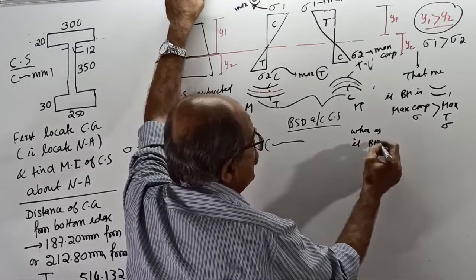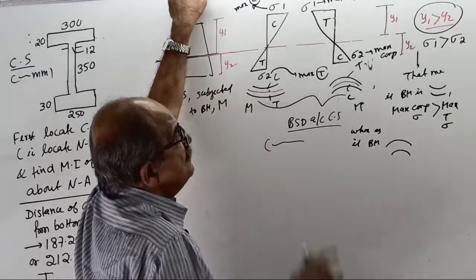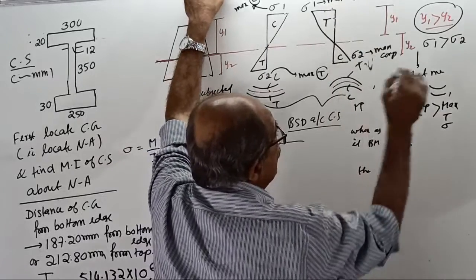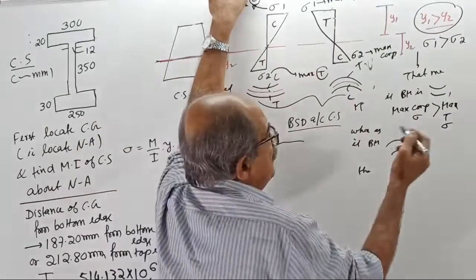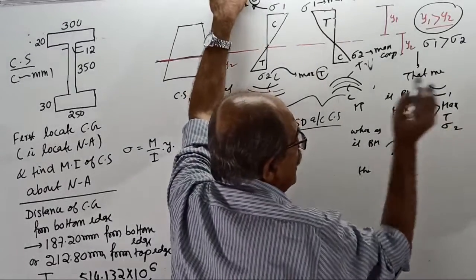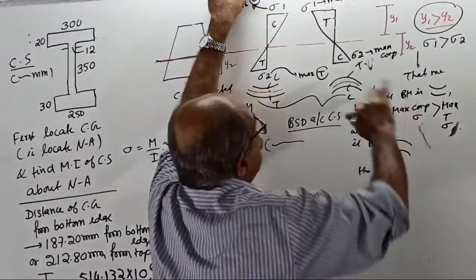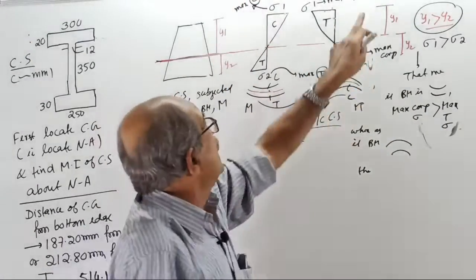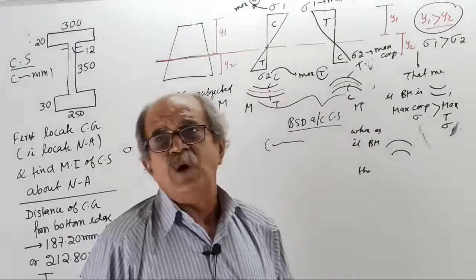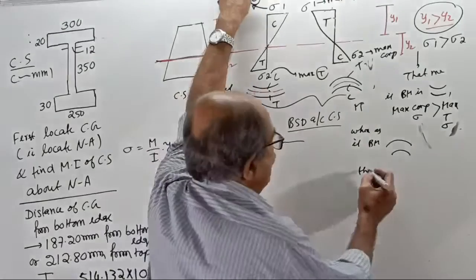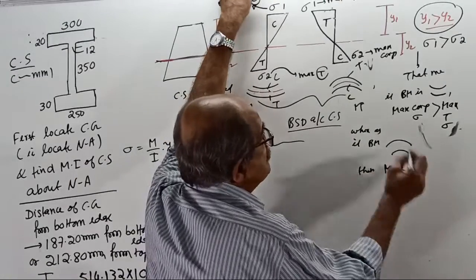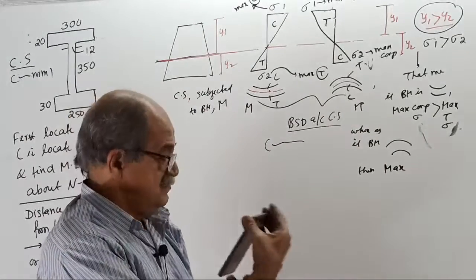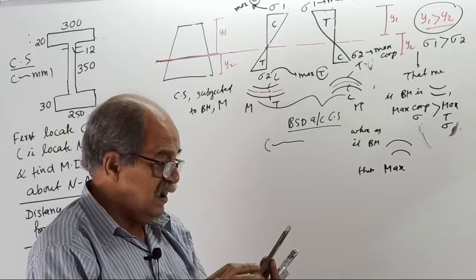Whereas if the BM is hogging in nature, then also sigma 1 is more than sigma 2 only. Irrespective of sagging or hogging, sigma 1 is more than sigma 2. Why? To decide sigma 1 more than sigma 2, we never bother about tension or compression. Then tell the answer: which is maximum, which is more? Compression more or tension more, if the BM is hogging? Which is more then?